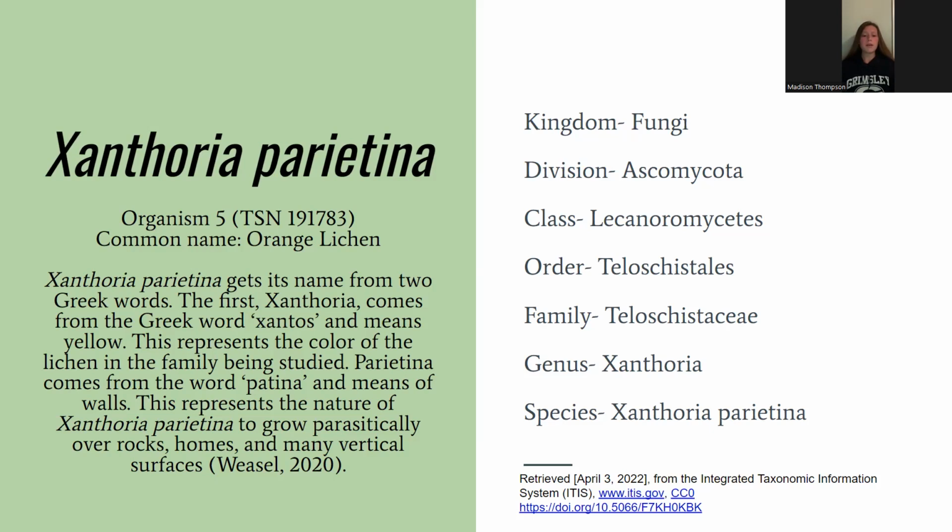But a little bit about the name, it comes from the Greek word xanthos, which means yellow. However, it can also appear orange. It depends on the amount of moisture and sunlight available to the organism. And it also comes from the word patina, which means walls, because this organism has to grow on a surface. It must grow on a building, wall, rock, or another flat surface that it can kind of climb.